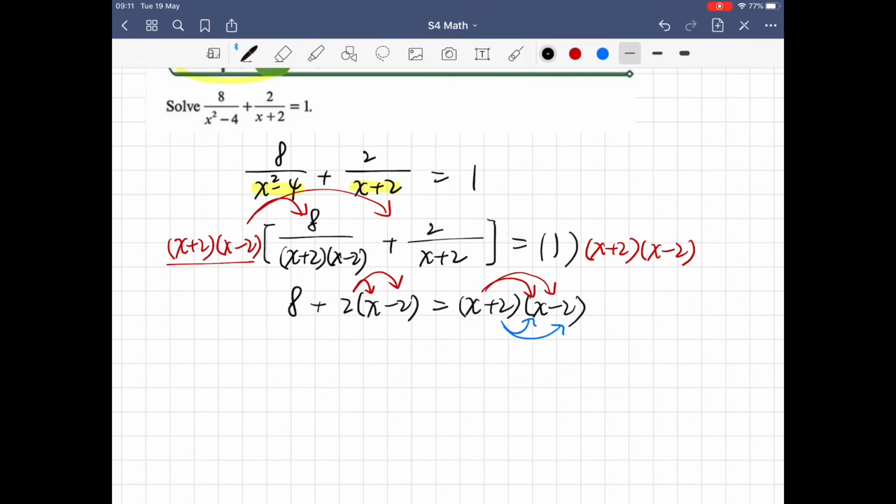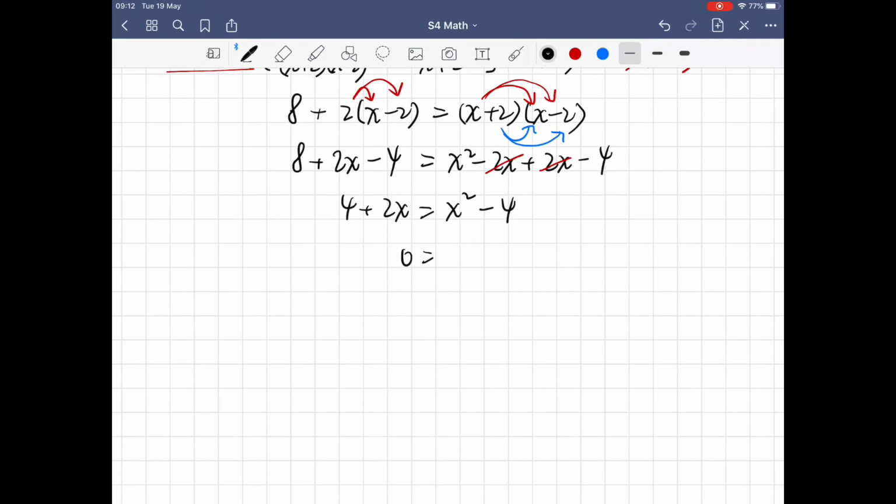So that we have 8 plus 2x minus 4 equals x squared minus 2x plus 2x minus 4. And we have 4 plus 2x equals x squared minus 4. Okay, then we can form the quadratic equation. x squared minus 2x minus 4 minus 4. And we have x squared minus 2x minus 8 equals 0.